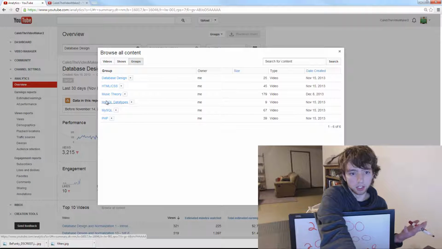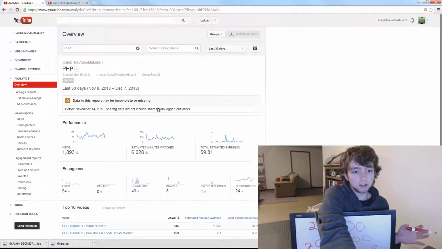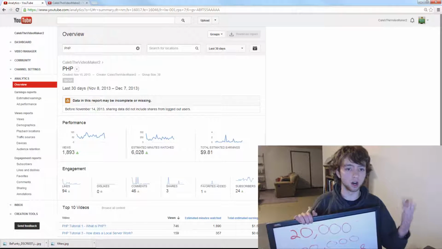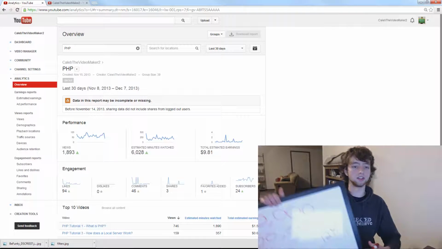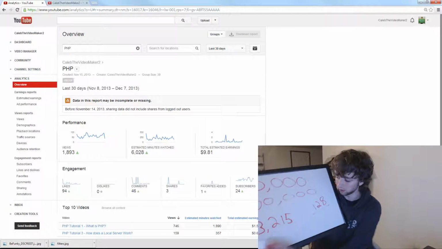Now I can look at my other groups. I'm going to look at my PHP series. Give it some time to load. Okay, as you can see, the views are going up. Everything's going up. So this one is on the uprising, but overall it is not performing as well as my database design series. You can see it has 1,893 views.